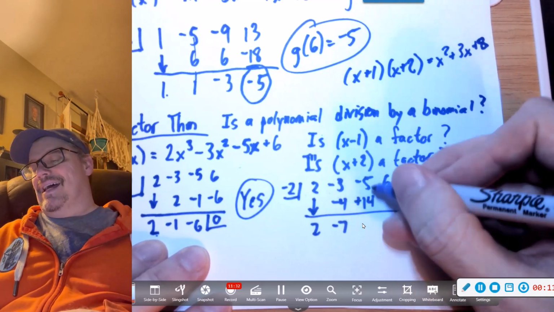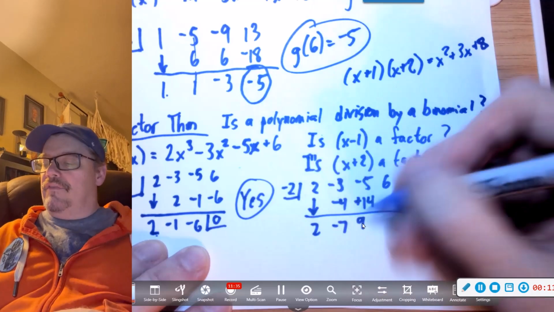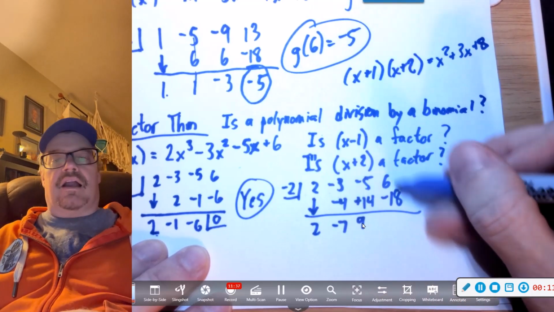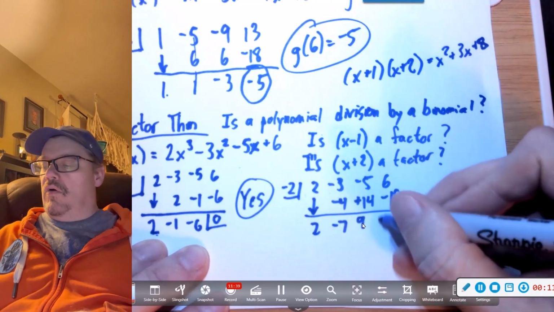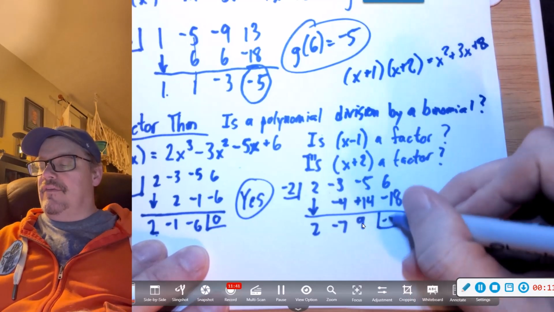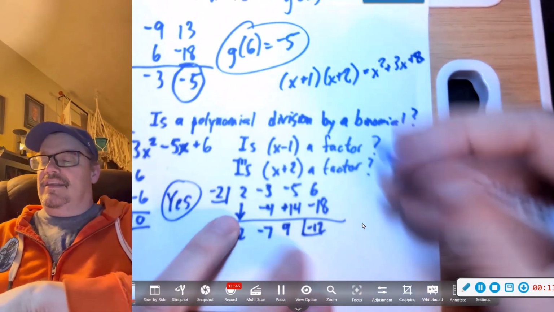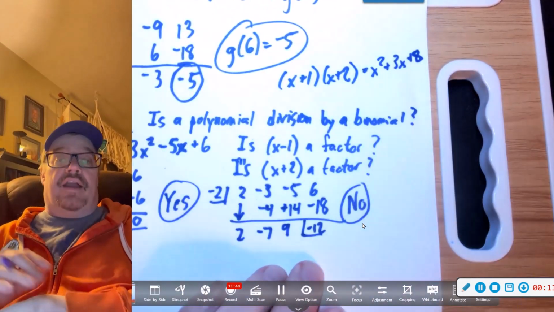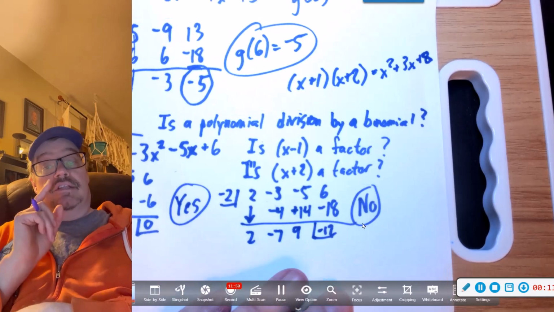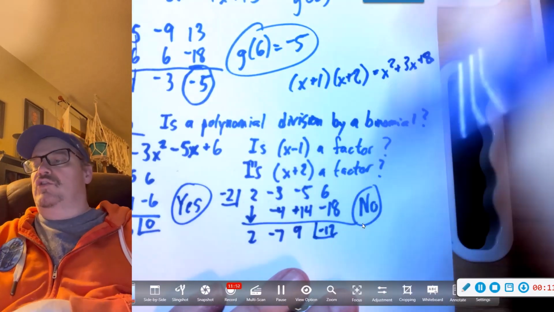Then that is 9, -18. Now that is not going to give me 0, okay? So this is -12, and because it's not 0, this means that this guy, no, he is not a factor. You need a remainder of 0, okay? All right, let's just do one more.